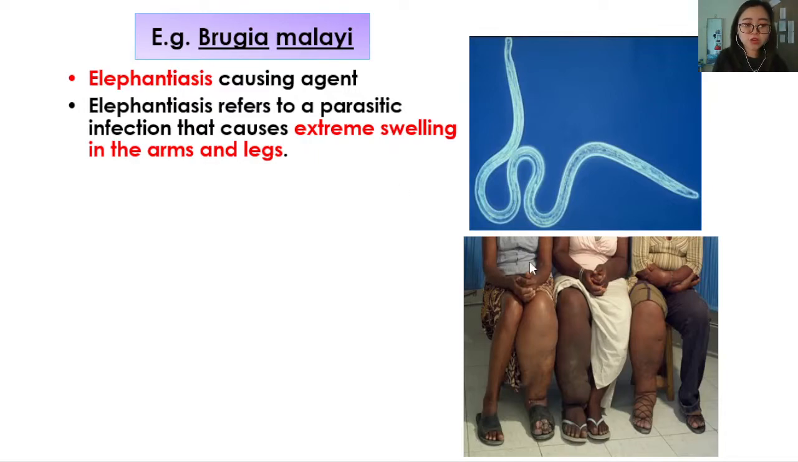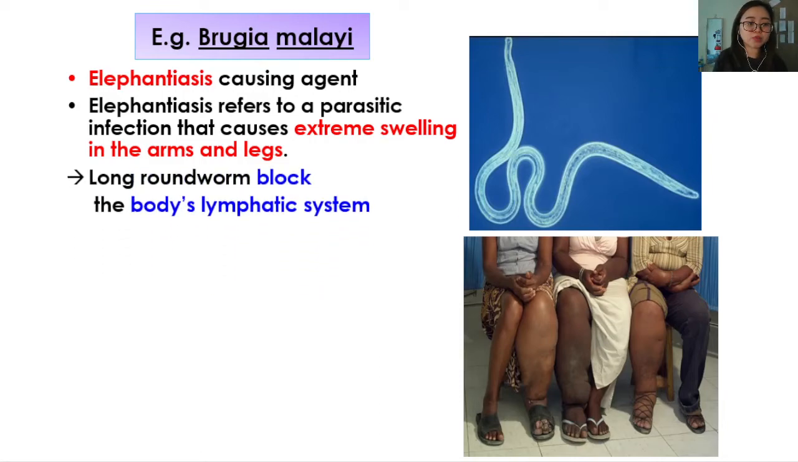So kalau kamu tengok gambar di bawah sini ni, ini adalah pesakit elephantiasis. Mereka dapat jangkitan parasite Brugia malayi sampai parasite itu menyebabkan kaki ataupun mana-mana organ diorang bengkak. Biasanya di bahagian tangan ataupun kaki lah. Lengan ataupun kaki. How this happens is because this long roundworm will block the body's lymphatic system.